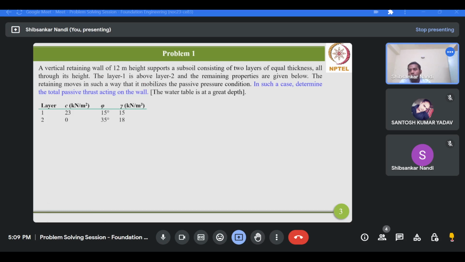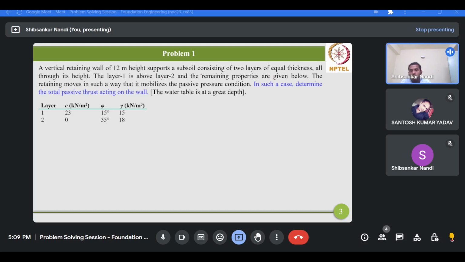So this is about a vertical retaining wall of 12-meter height that supports a subsoil consisting of 2 layers of equal thickness. I hope you can recall this problem. A similar problem we solved last week, for the active condition. We'll first read out the problem statement, then we'll see.